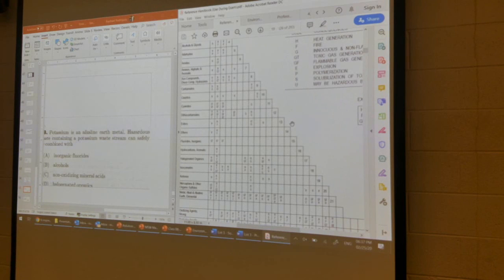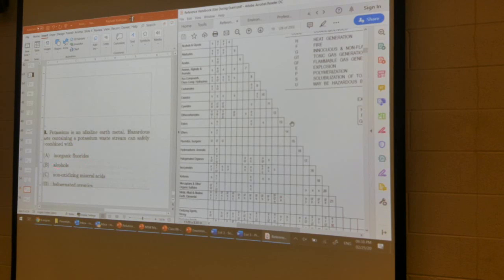First, we're comparing inorganic fluorides. Fluorides, inorganic, it's number 15. We're going to cross 15 with our metal, alkali, and something else. Oh yeah, that was alternative A right away. 15 crosses into this line, that's the metal alkali, and it's blank, there's no reaction. So inorganic fluorides can be mixed with potassium without problems.